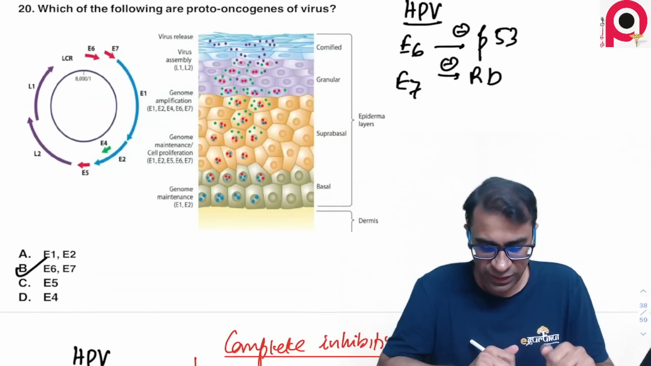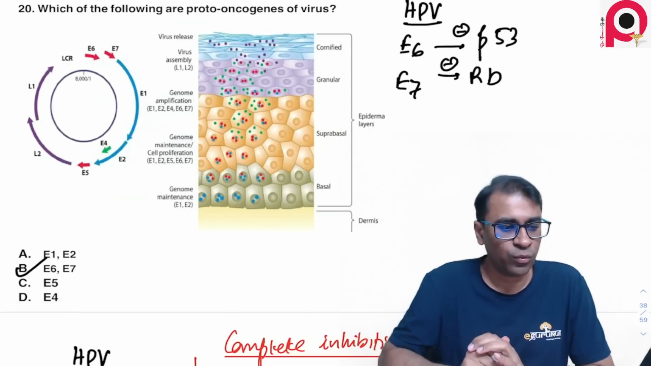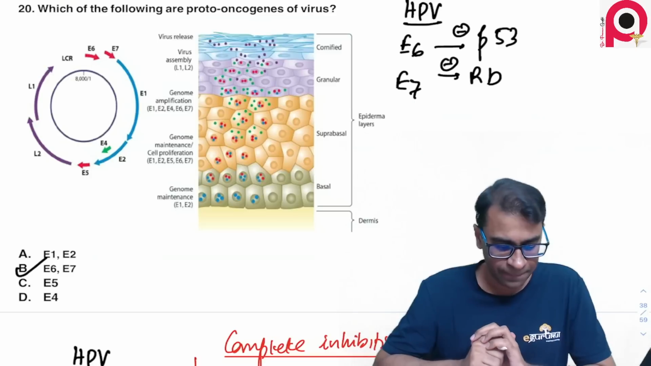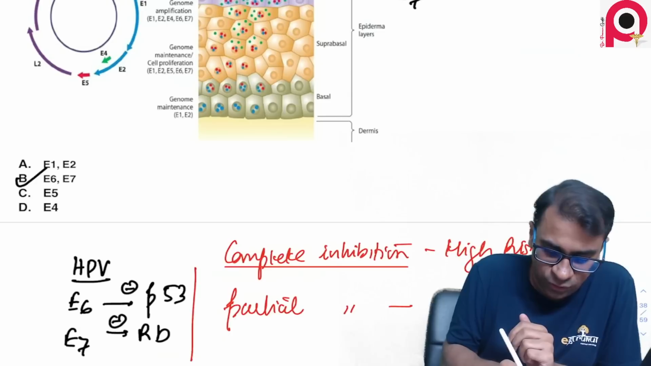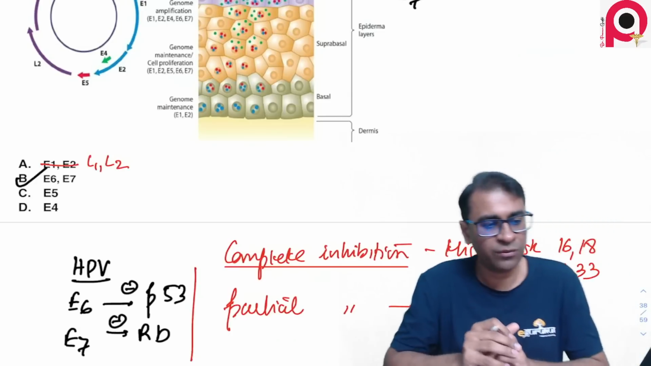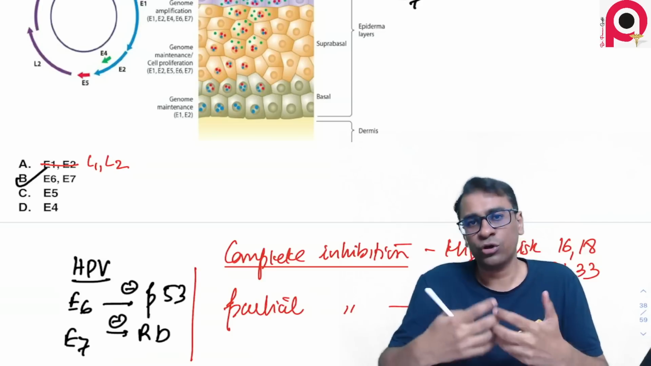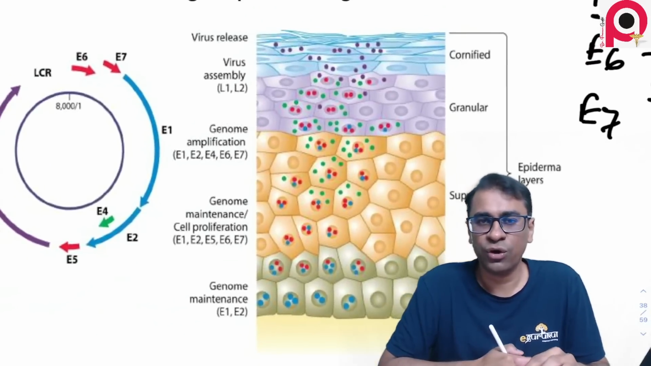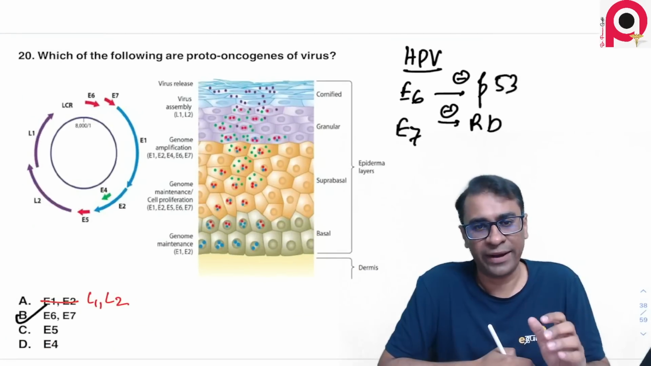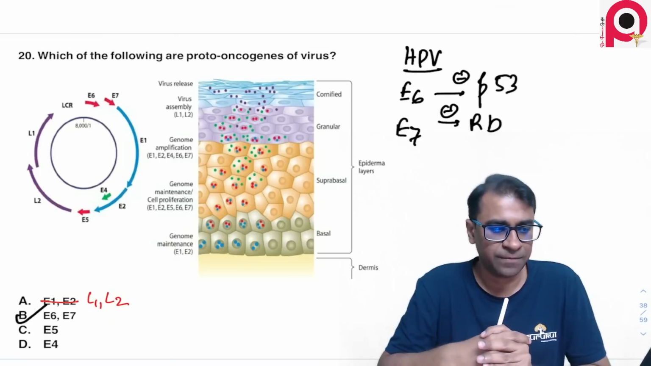So if the options were L1 and L2, not E1, E2, the answer was still very clear. The proto-oncogenes will convert to oncogenes and again will cause cancer. So this is basically a case of E6, E7, which is a case of human papilloma virus, which causes the proliferation of cervical epithelium in the cervix.